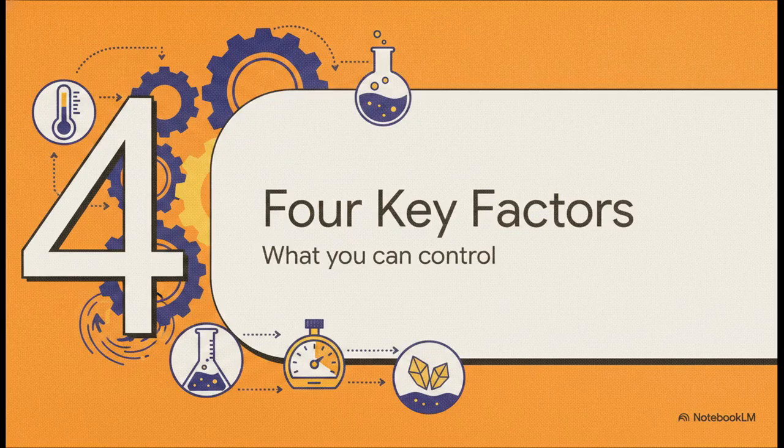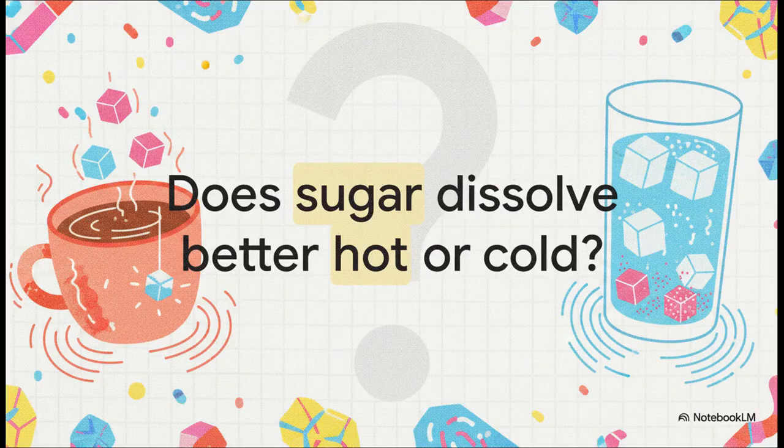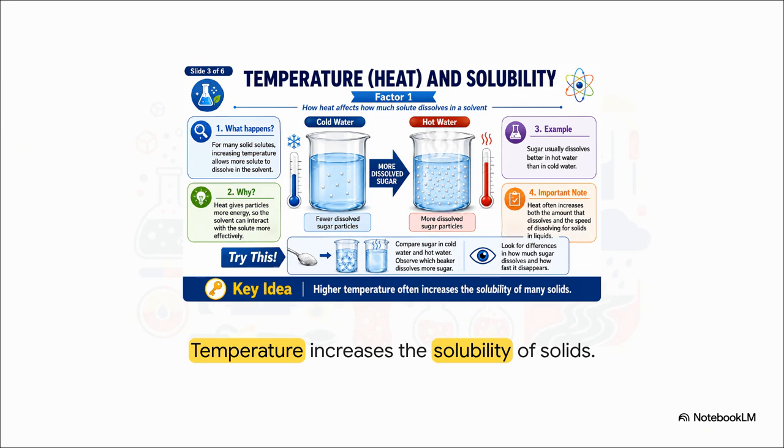Let's jump to part 4, the 4 key factors you can actually control. Think about making your morning coffee or tea. What happens when you add sugar to a piping hot mug versus, say, a glass of ice water? Heat is our first major lever here. A hotter solvent dissolves a solute way more effectively because heat literally gives the particles more energy to move around and collide. Because of this extra energy, hot water can hold a significantly larger total volume of dissolved sugar than cold water ever could. And that right there is exactly why your iced tea leaves a gritty mess at the bottom. The cold water simply hits its maximum capacity much, much sooner.